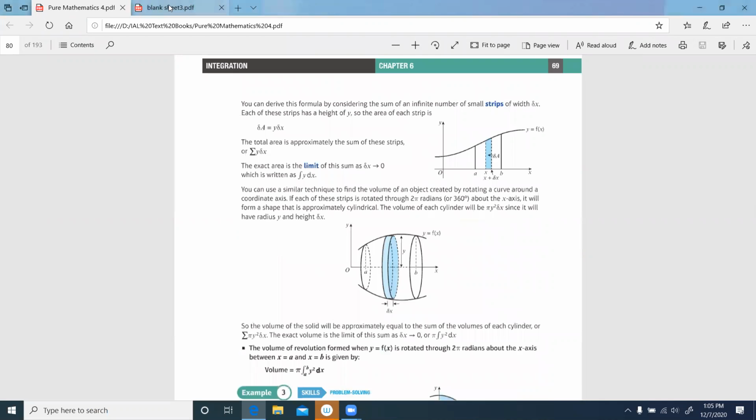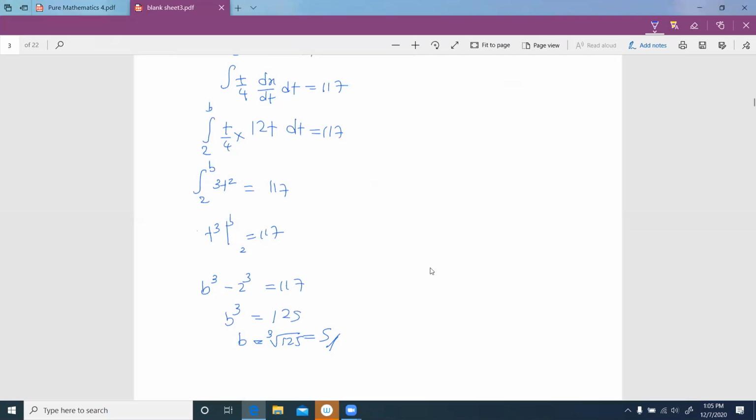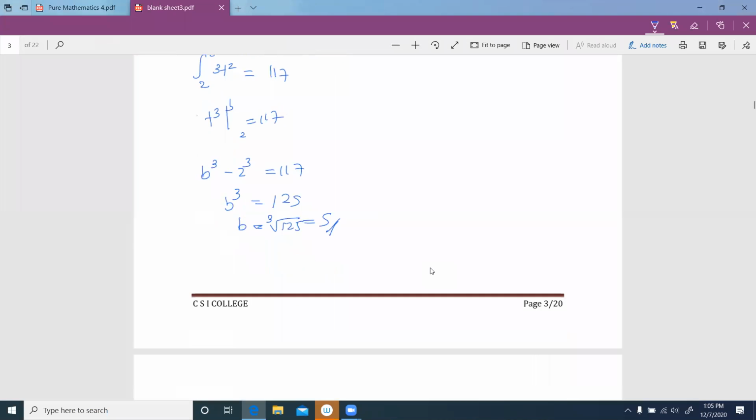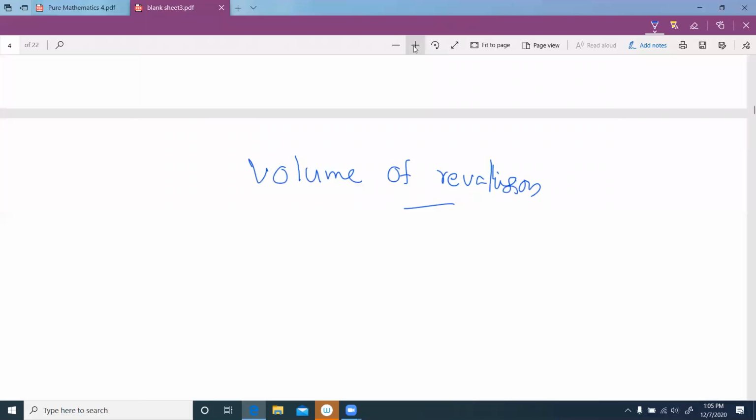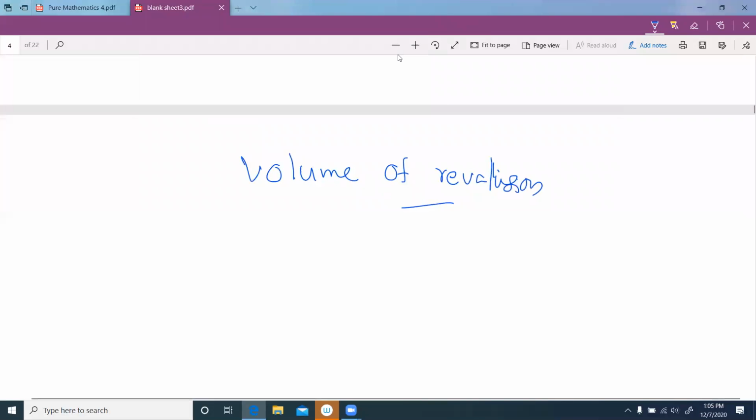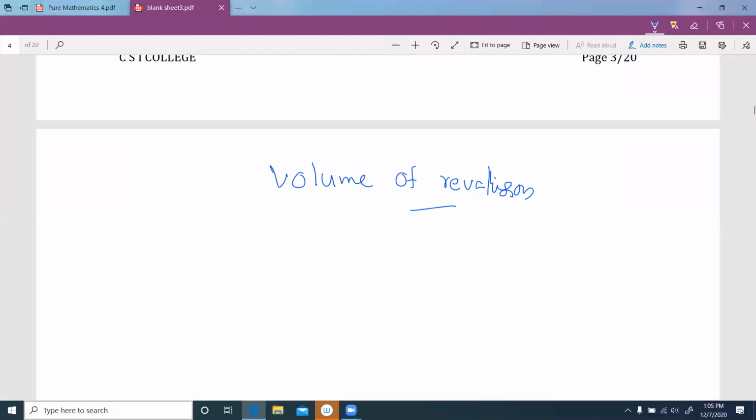Then the next part of the concept is to learn about volume of revolution. So you can put it into the formula just like this. Volume of revolution. So what do we mean by this volume of revolution? That's what we have to understand today.